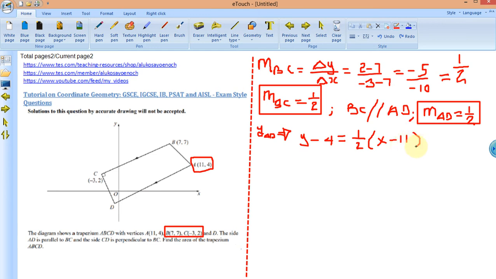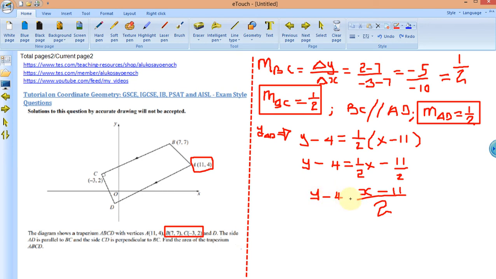So let me just finish up. Then here I have y minus 4 equals half x plus half x minus 11 over 2. Let me just go ahead and finish up. The LCM here is 2. So I have x minus 11, then that's y minus 4 equals to that.